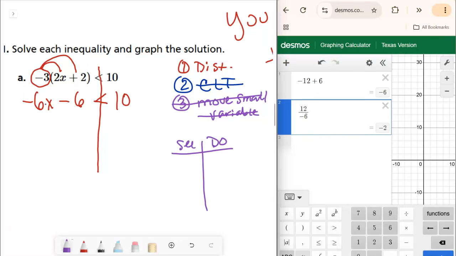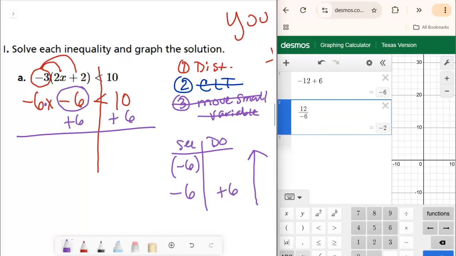So what do you see happening with the x? It's being multiplied by a negative 6, and they subtracted 6. So I'm going to start from the bottom up. The first thing I'm going to do is add 6 to both sides, so I can get rid of the minus 6. So that's going to be plus 6 on both sides. 10 plus 6 is 16. Bring down the sign and bring down the negative 6x.